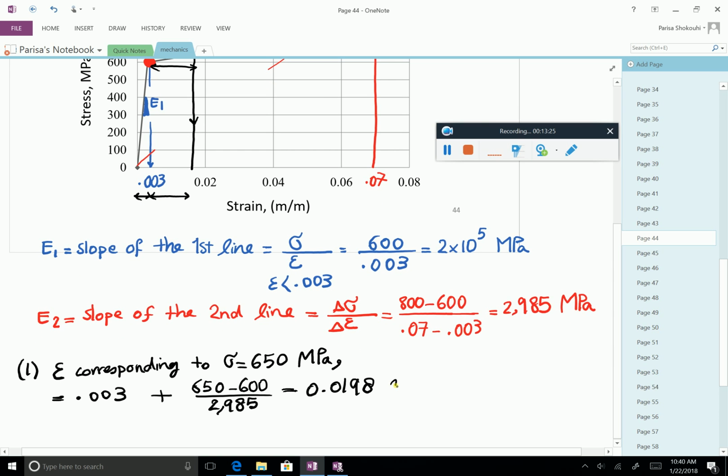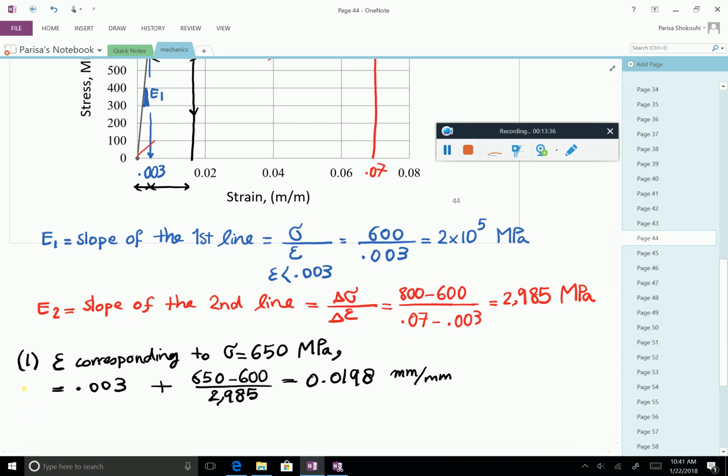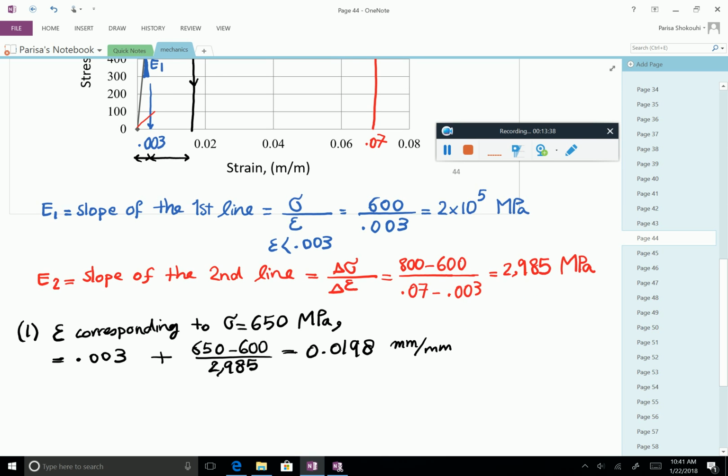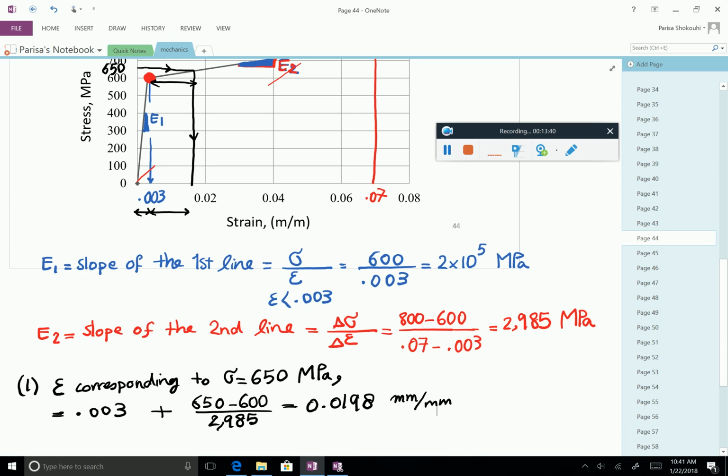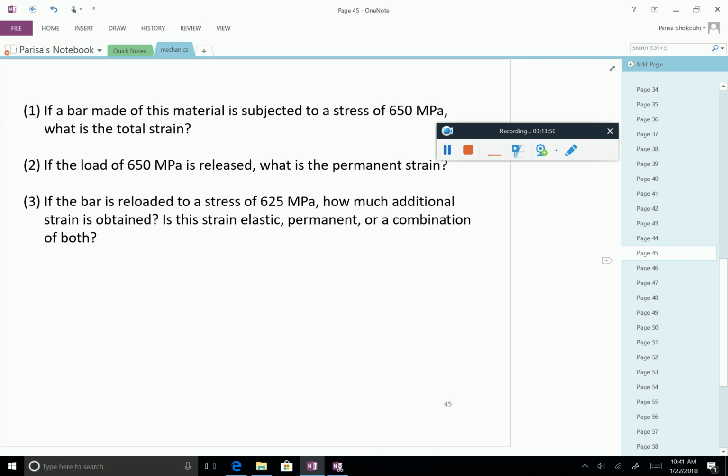And sometimes people use, there is no unit, but they use inch per inch or millimeter per millimeter. This is something you see. So great. So this is here 0.0198. Makes sense.